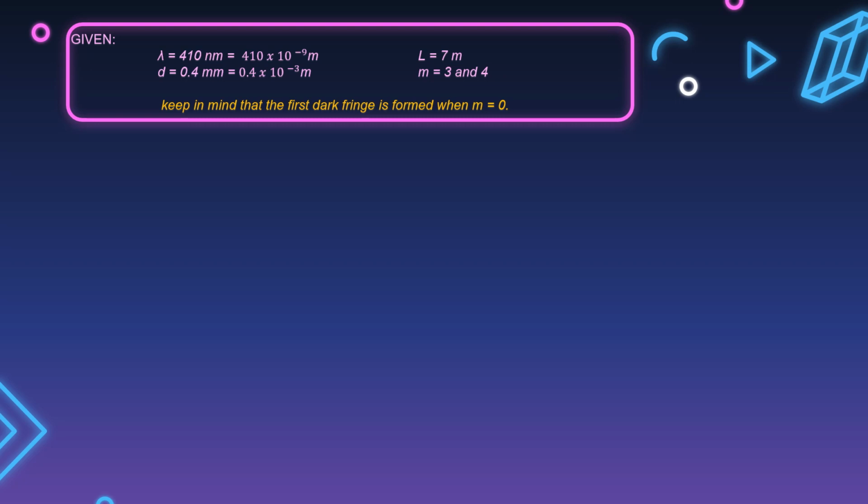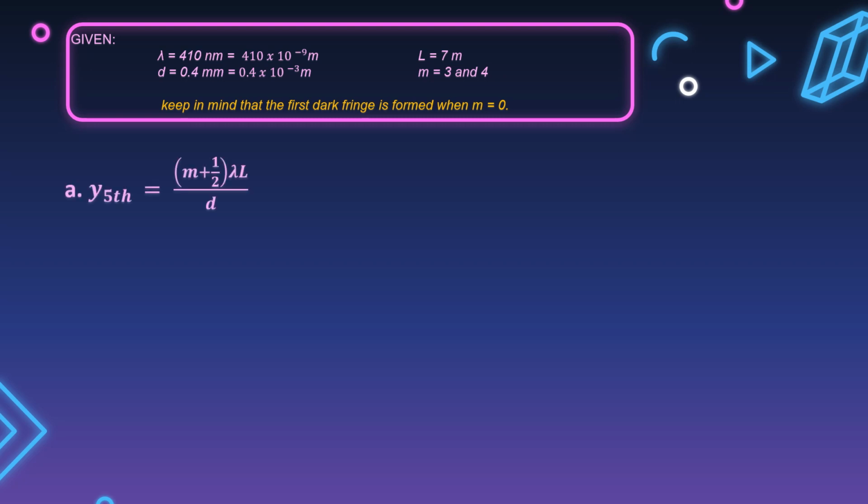Our d is 0.4 millimeter, convert that again to meters, 0.4 times 10 raised to negative 3 meter. Our L is 7 meters, and our m is 3 and 4, okay? Why 3 and 4? Because the first dark fringe is formed when m is 0. Okay, so first let's identify the distance between the central bright fringe and the fifth dark fringe.